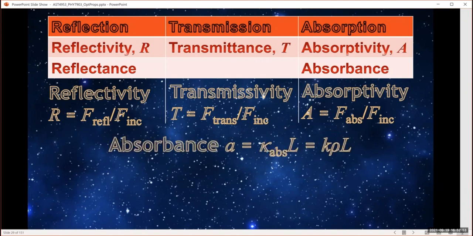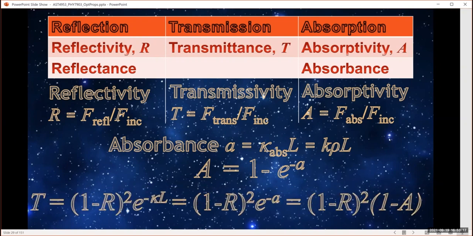But the absorbance is that power, the same as the optical depth. So now this is the kappa L or the K rho L. So this is how much light is lost in a given material. And so it depends on the intrinsic absorption property, the opacity, the density of the material, and the thickness of the slab. And it's related to absorptivity by this equation.